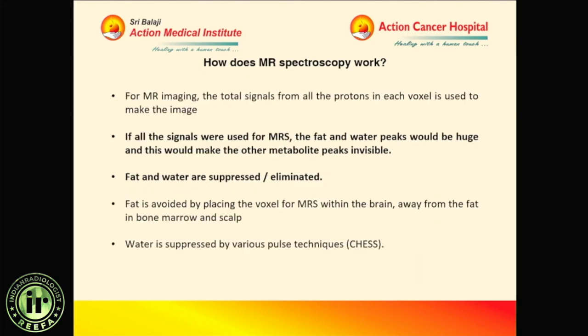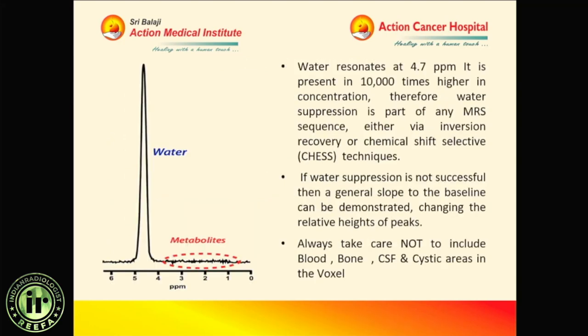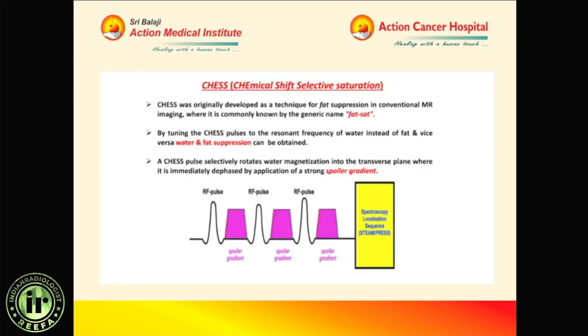Now if all the signals were used for MRS, the fat and water peaks would be huge, and this would make the other metabolite peaks invisible. So fat and water are suppressed. Now if water is not suppressed, the graph would look like this. Now water resonates at 4.7 ppm and it is present in 10,000 times higher concentration. So water suppression is a part of any MRS sequence, either by inversion recovery or by CHESS techniques.